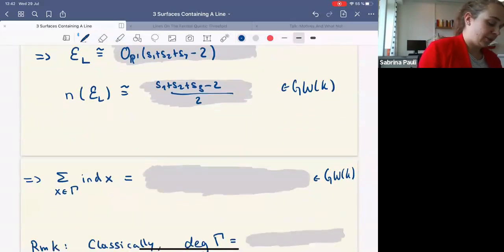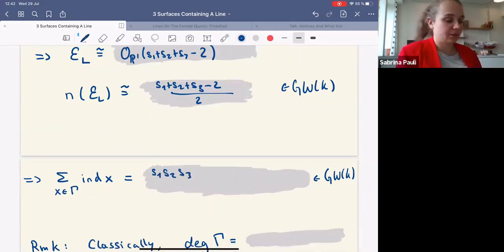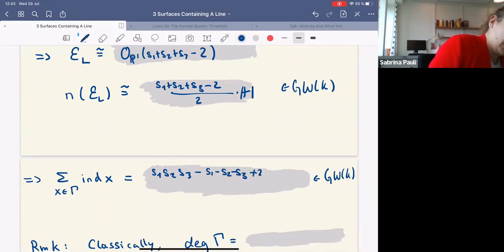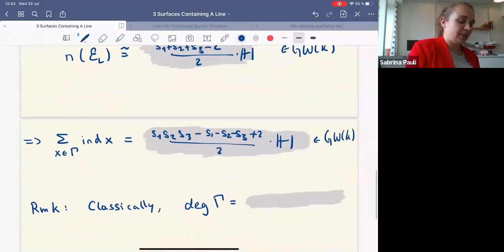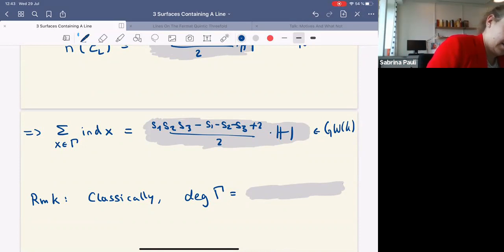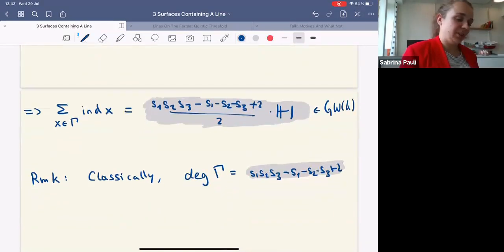So the sum of those local contributions is equal to S1 S2 S3 minus S1 minus S2 minus S3 plus 2, divided by 2, times H. And now what we can do is go back to the 3264 book and compare it with the result in there, and then we can see that the degree of gamma is indeed S1 S2 S3 minus S1 minus S2 minus S3 plus 2. So this seems to be correct.